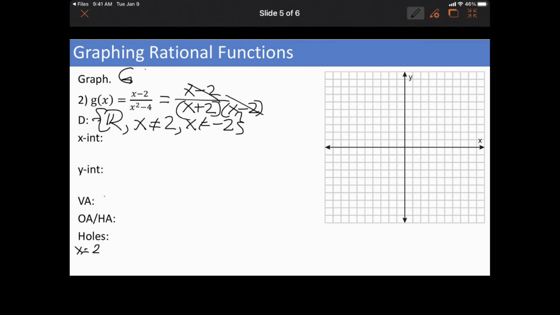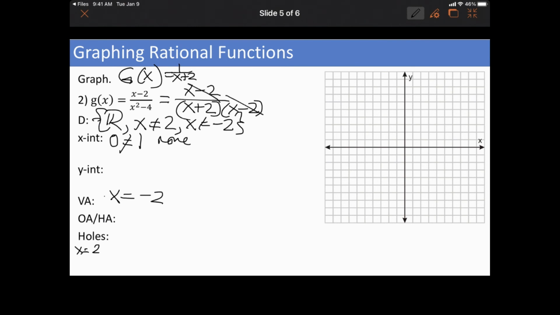So my new equation I'm going to use is 1 over x plus 2. Okay. So my vertical asymptote is x equals negative 2. Okay. So for the x-intercept, you set the numerator to 0. Now, is that true? No. So there's none. There's no x-intercept.